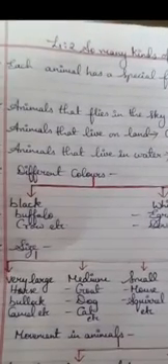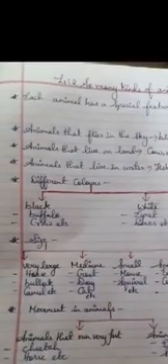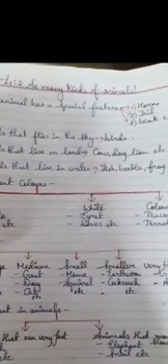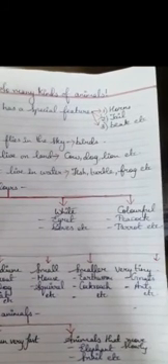Then we have seen the different colors of animals. Some animals are black in color like buffalo, crow. Some animals are white in color like egret, doves. Then some animals are colorful like peacock and parrot.